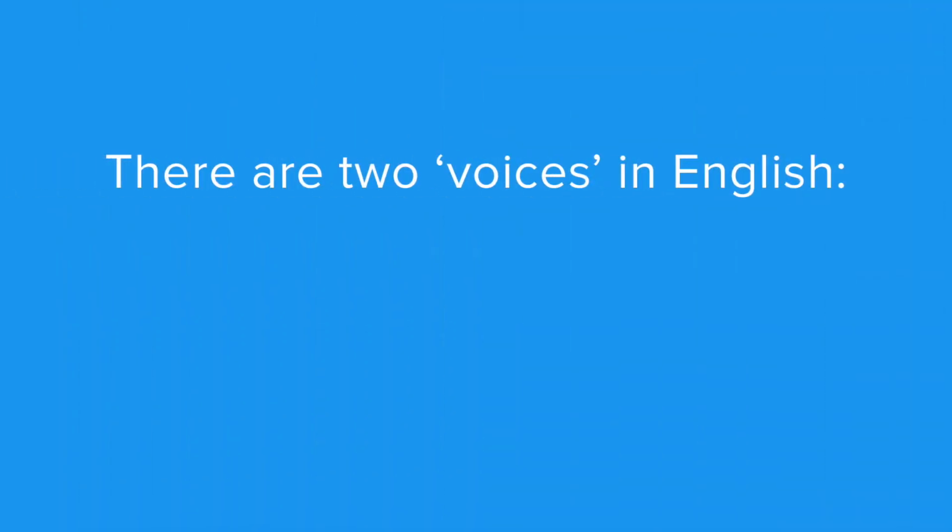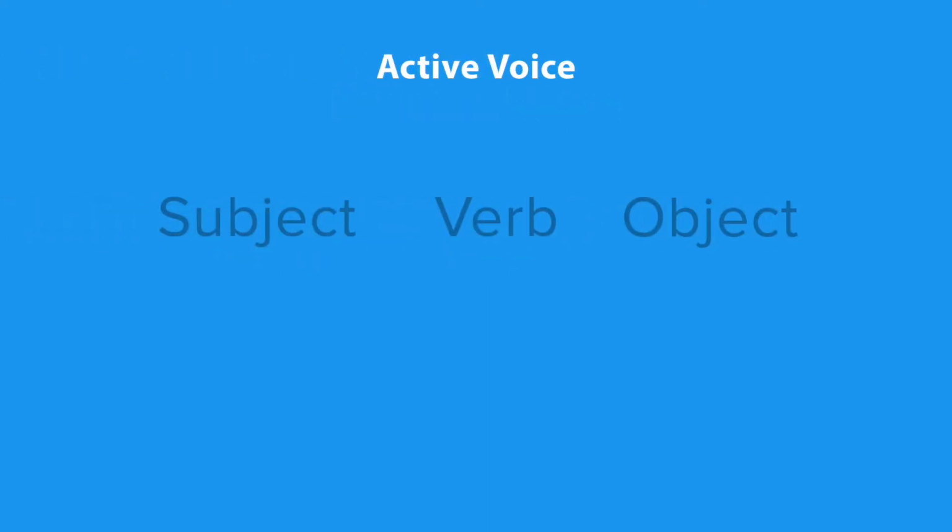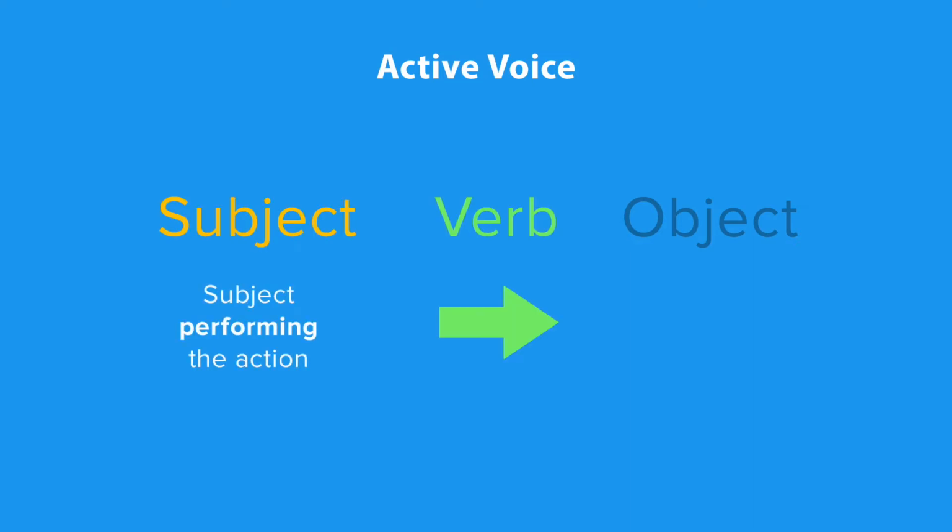There are two voices in English. These determine whether the subject of a sentence is performing or receiving an action. Let's look at the active voice first. In an active sentence, the subject is performing the action of the verb, and the object is receiving it.